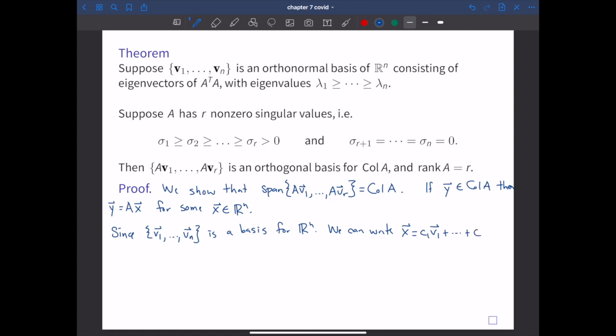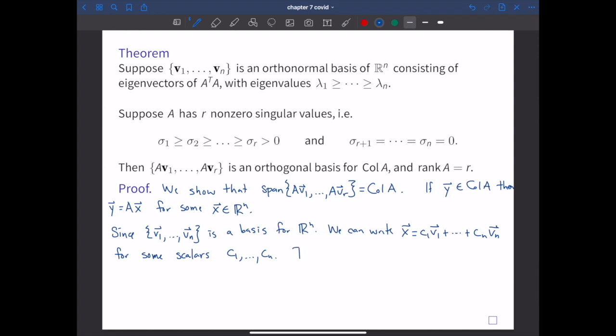Okay, now it's important to know the distinction here. Let me just write this down. Because this is a basis for Rn, because x lives inside Rn, that means x can be written as a linear combination of these vectors for some scalars c1 through cn. Notice here we're using all the vectors v1 through vn. Here we're only using the vectors Av1 up to Avr, so only the first r of them, whereas here we're taking all n of these vectors.